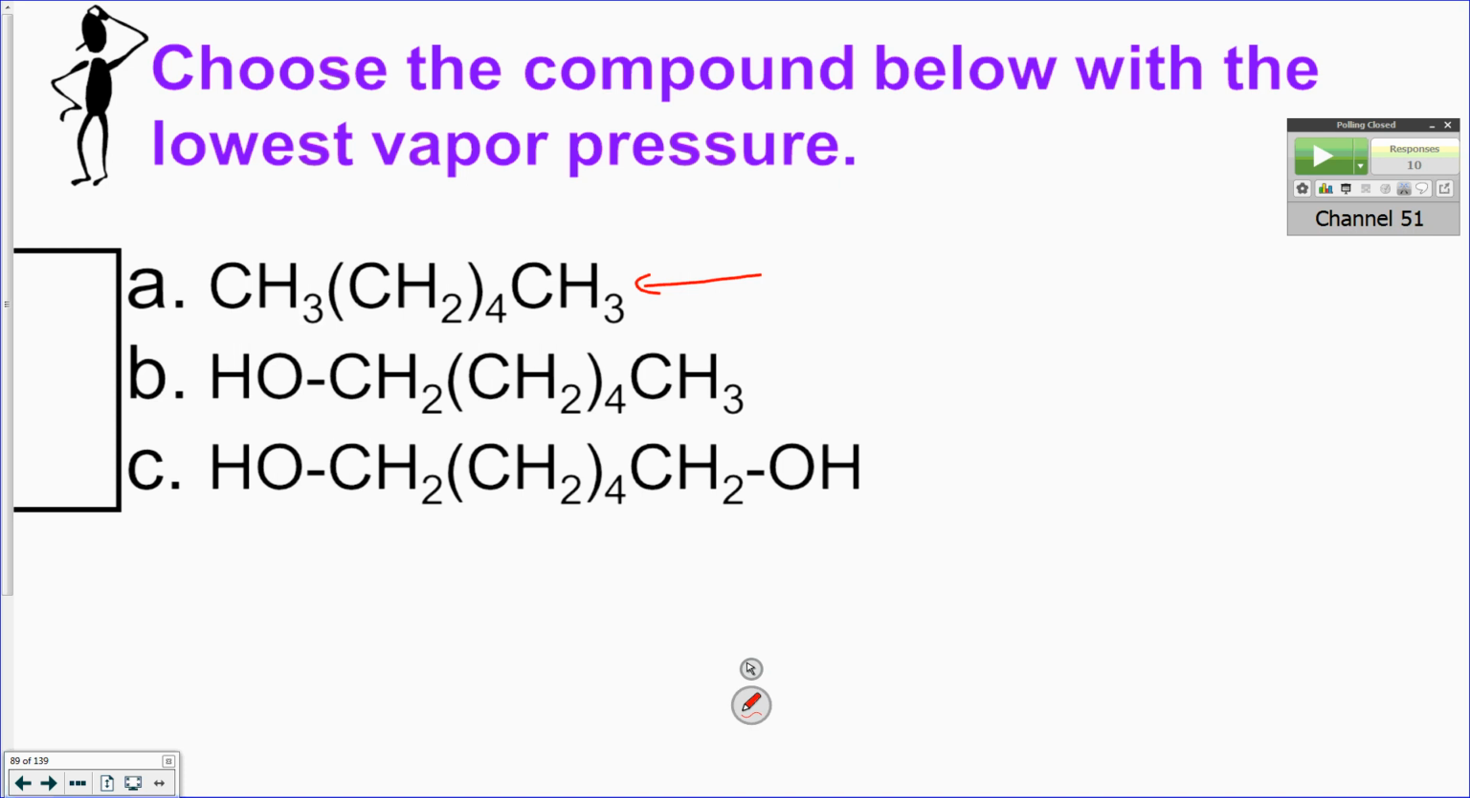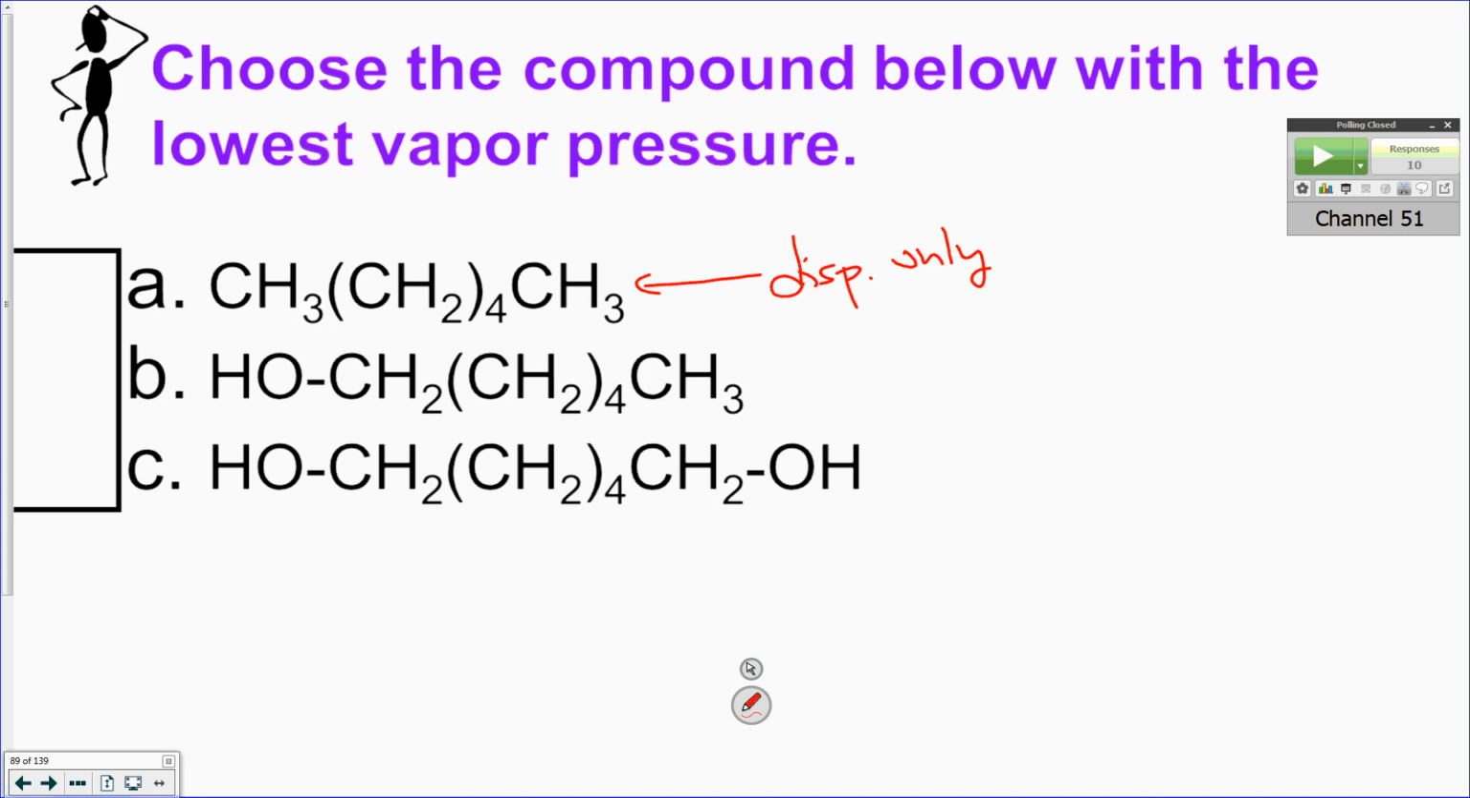Permanent dipole? So this is a hydrocarbon, so it's just CH and CC bonds. The only type of forces we have there are dispersion only. All right, so that's a dispersion-only type problem. What about B? What's different from it?